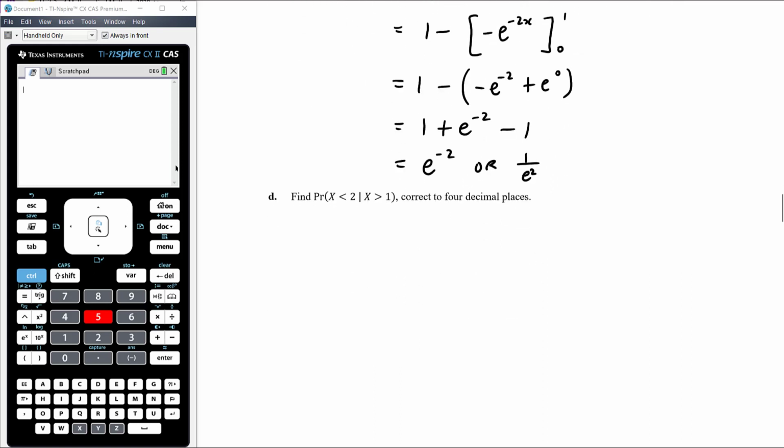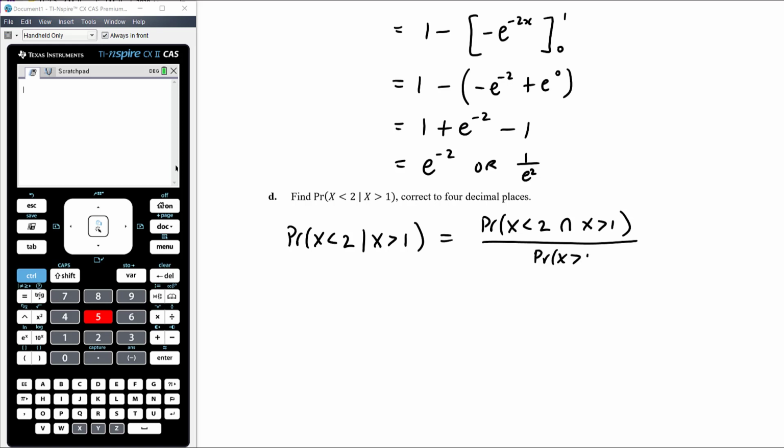Okay, find the probability that x is less than 2 given that x is bigger than 1. Correct to 4 decimal places, so I can use my CAS to evaluate the relevant integrals. Okay, so conditional probability still works here. It works the same all through discrete and continuous variables. So understanding that we need the intersection where x is both less than 2 and bigger than 1 over the second thing. So if x has to be both less than 2 and bigger than 1, that means that x has to be between 1 and 2 over the probability that x is bigger than 1.